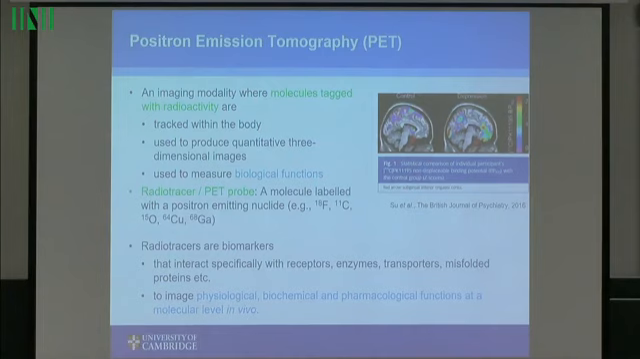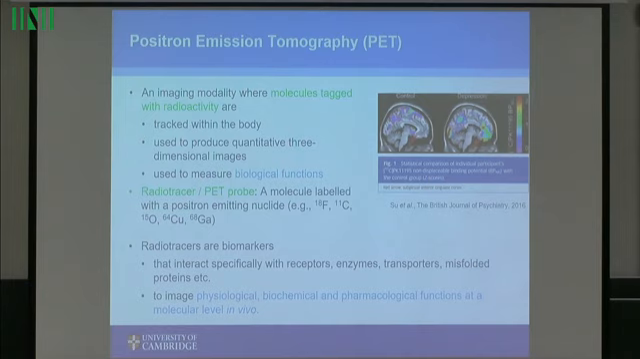So when I say radio tracer or PET probe, what is it? It is a molecule that is labeled with a positron emitting nuclide, for example 18F, carbon 11, 15 oxygen, copper 64, gallium 68. These are the commonly used ones. The ones that we use the most are fluorine 18 and carbon 11. Carbon 11 has a half-life of about 20 minutes, and fluorine 18 of around 110 minutes. So they are both quite short-lived isotopes.